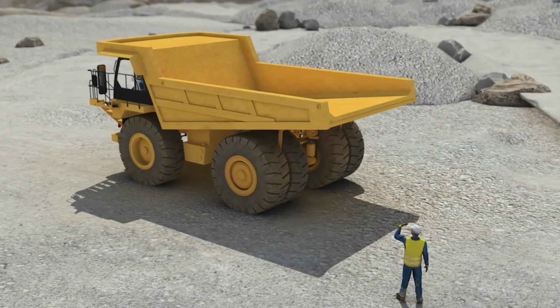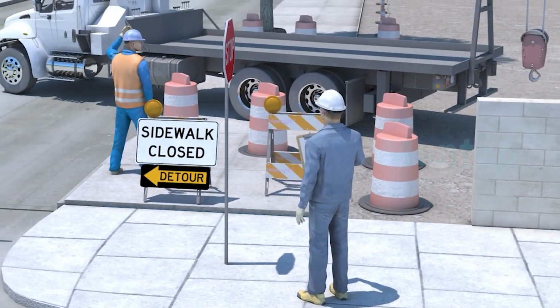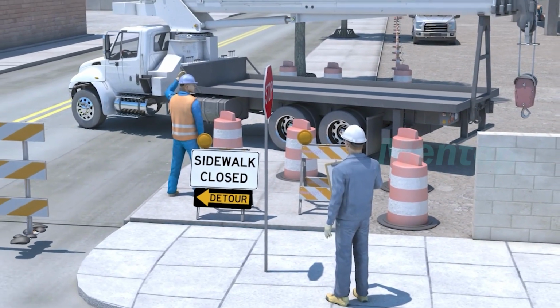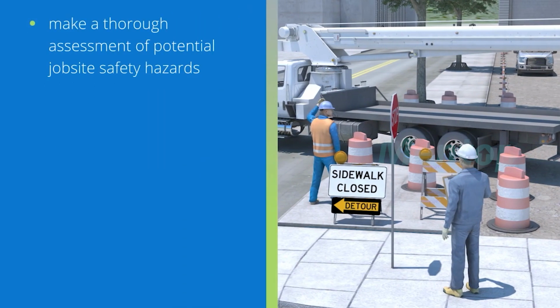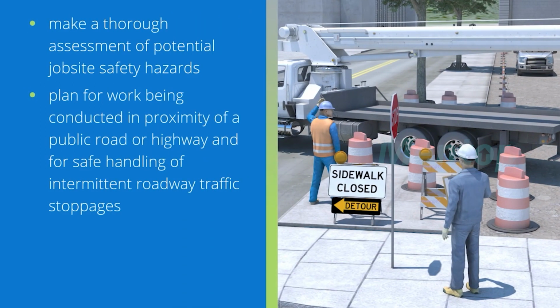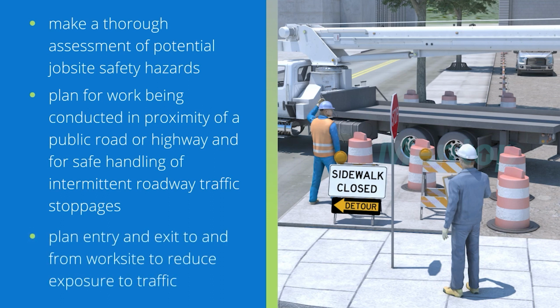Your employer is required to conduct a hazard assessment of the job site by site management, who should make a thorough assessment of potential job site safety hazards, plan for work being conducted in proximity of a public road or highway, and for the safe handling of intermittent roadway traffic stoppages, such as a truck entering a roadway, and plan the entry and exit to and from the worksite to reduce exposure to traffic.